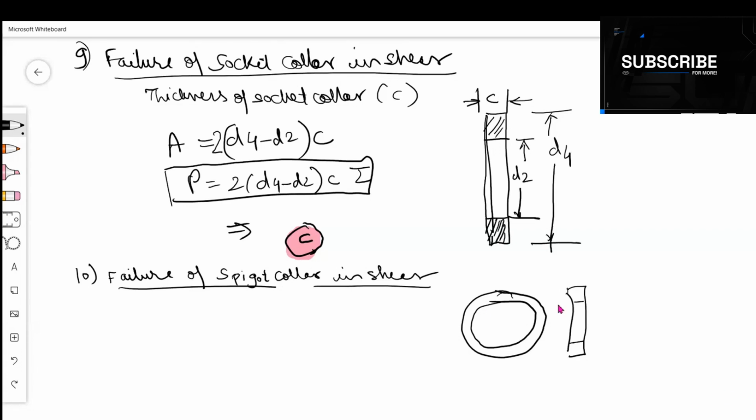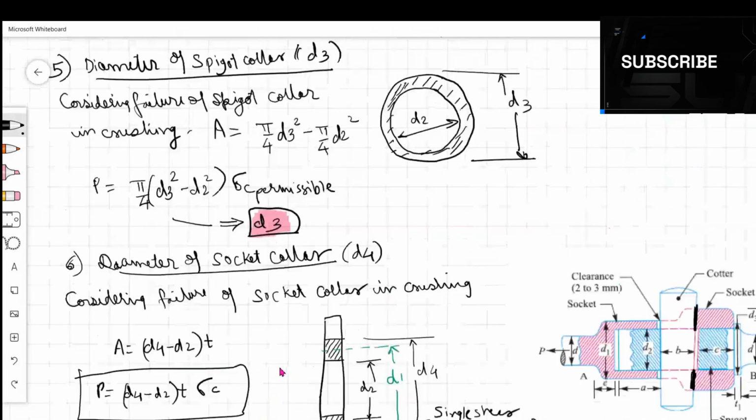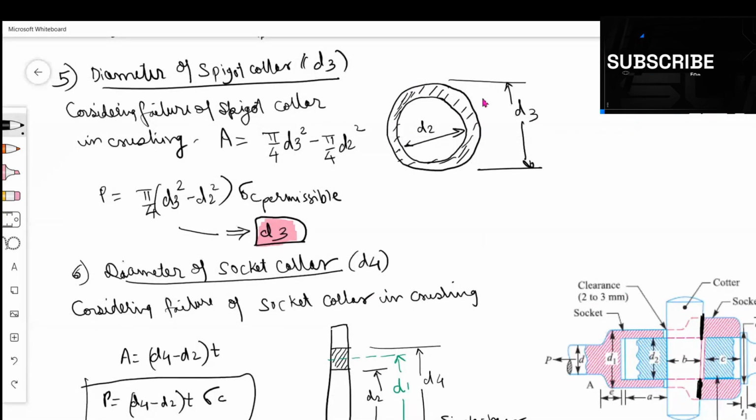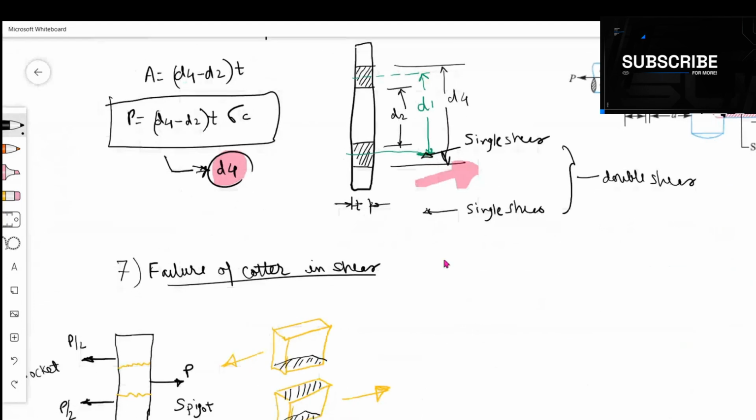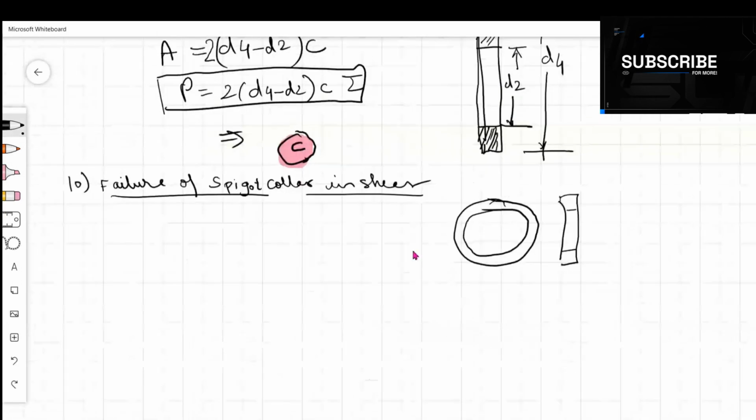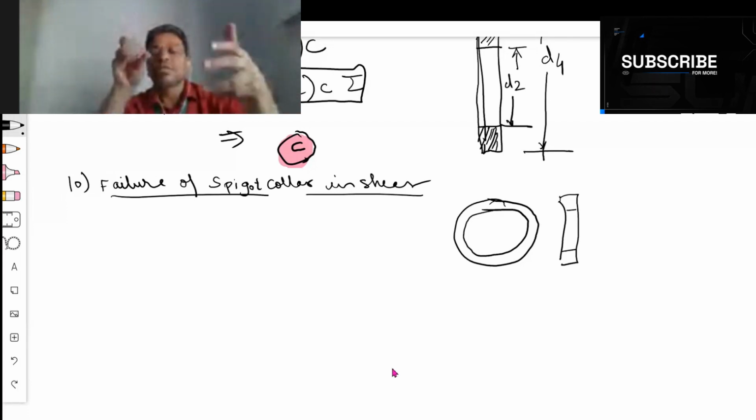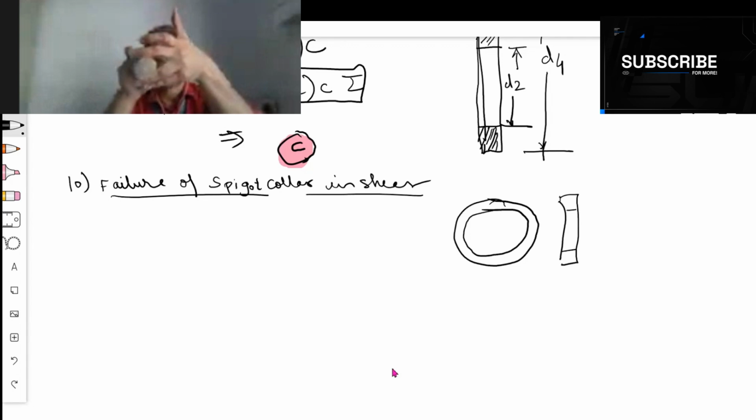One is failure of spigot collar in crushing. So it may get crushed here. But if it is designed strong enough in crushing, then it may not fail in crushing. And what other mode of failure is possible? The other mode, the one we are discussing now, is this: because of the force exerted by the socket collar on the spigot collar, this ring shape may come out.